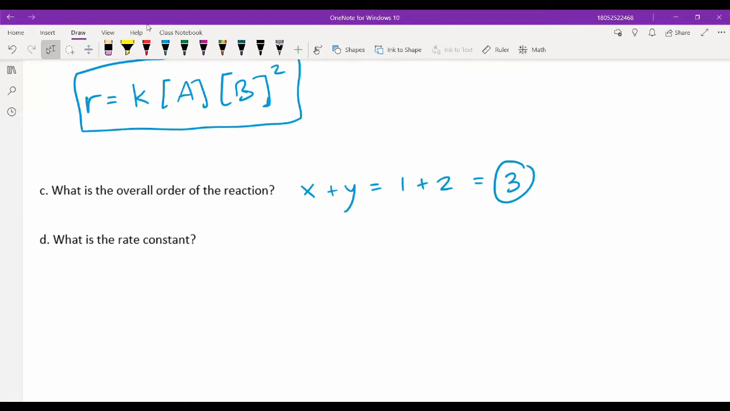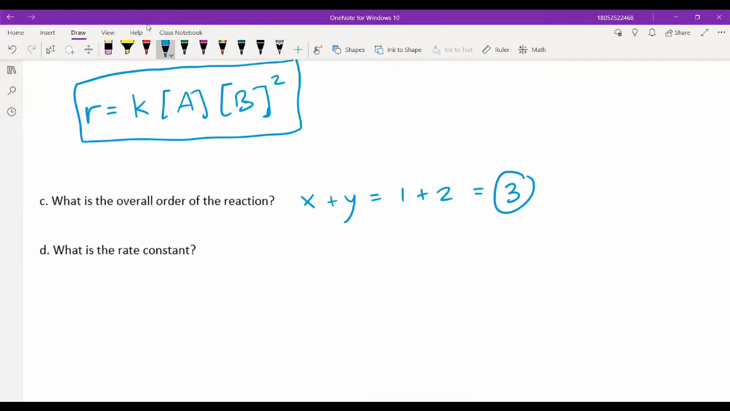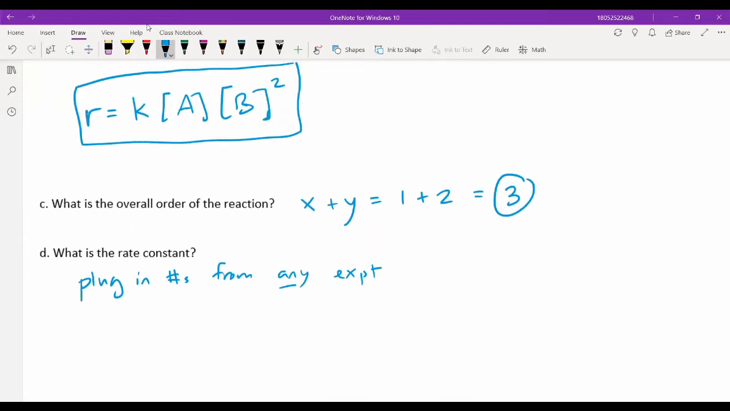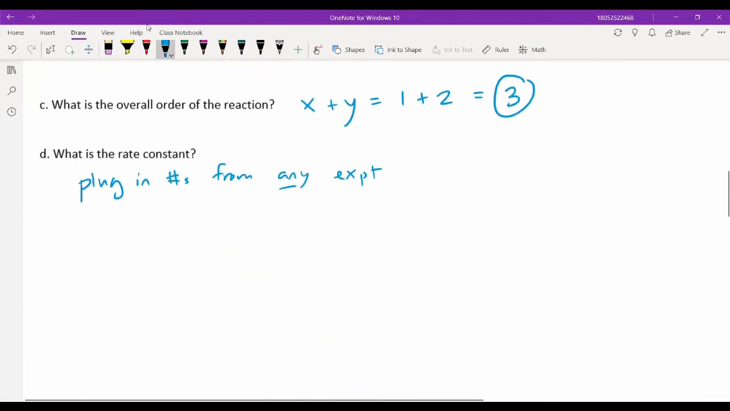Okay, so rate constant, also a pretty simple problem. We're basically just solving for k. So once you have your rate law, we can just solve for k. So basically plug in the numbers from any experiment you want to choose, because k is a constant. So we have a rate law. Let's say we look at experiment 1. So the rate is 1.2 times 10 to the negative 4.